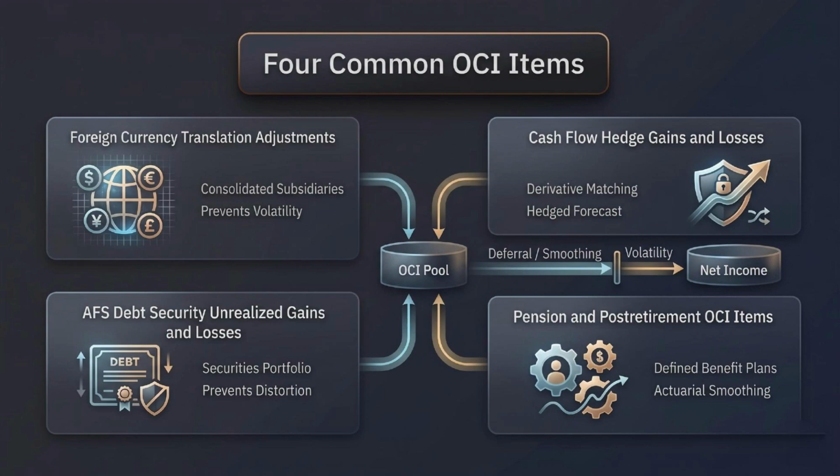Unrealized gains and losses on available for sale debt securities are reported in OCI until realization or required reclassification. Pension and post-retirement OCI items include actuarial gains or losses and prior service cost effects that are recognized outside net income initially. The list matters, but the explanation earns the marks.